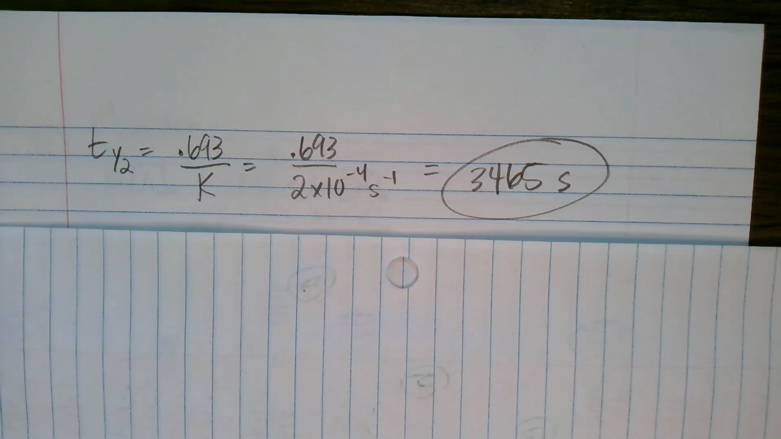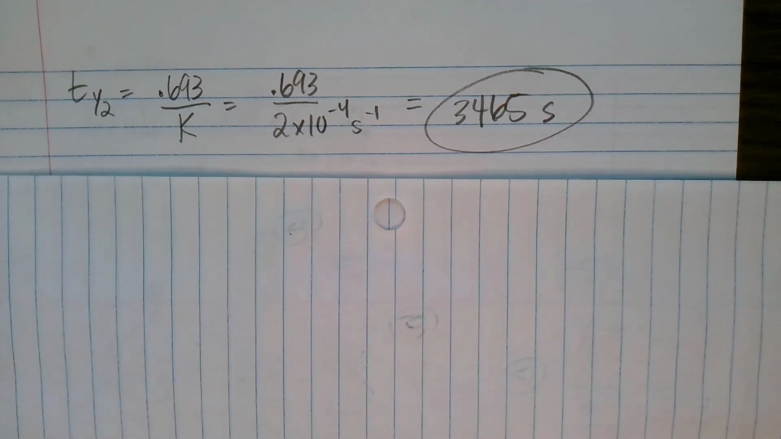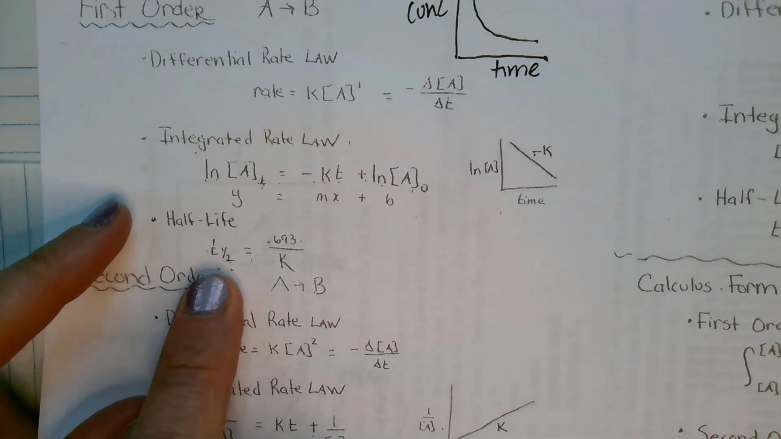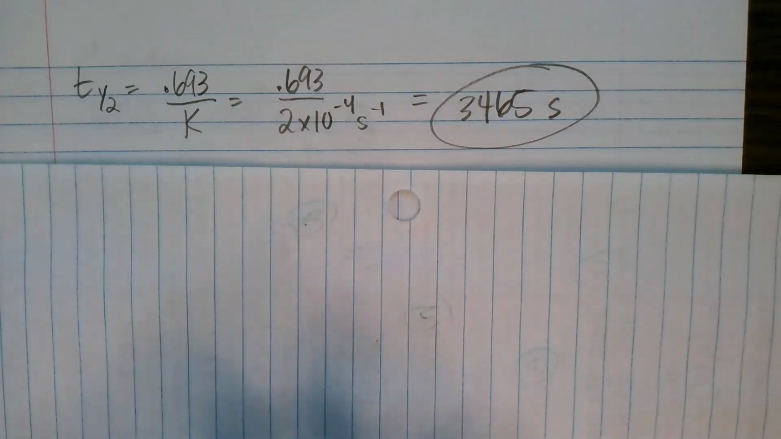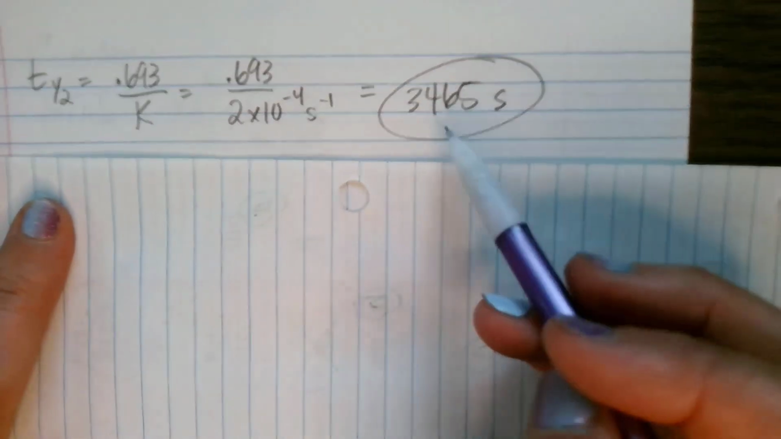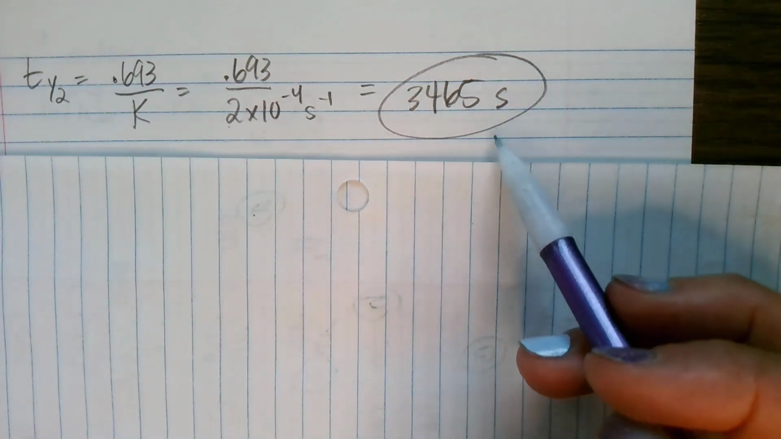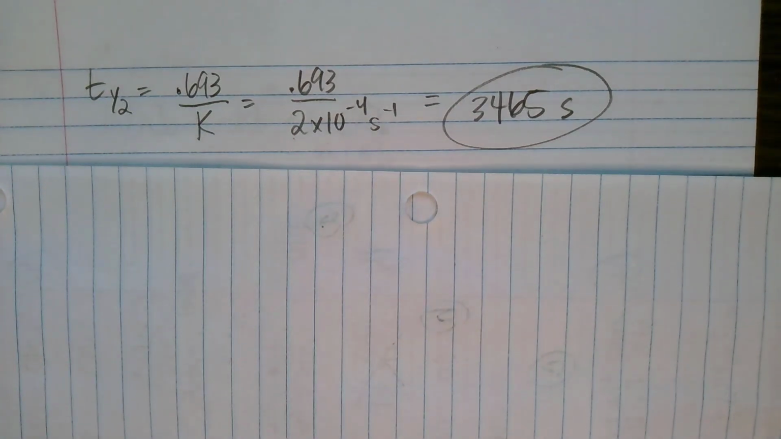And then the last question says, how long does it take for half of the sample to isomerize? And we already figured out that it was a first order reaction. And for first order, we know the half-life is 0.693 divided by K. So since we already solved for K, we can just do 0.693 divided by 2 times 10 to the negative fourth. And it would take 3,465 seconds for half of that sample to isomerize.